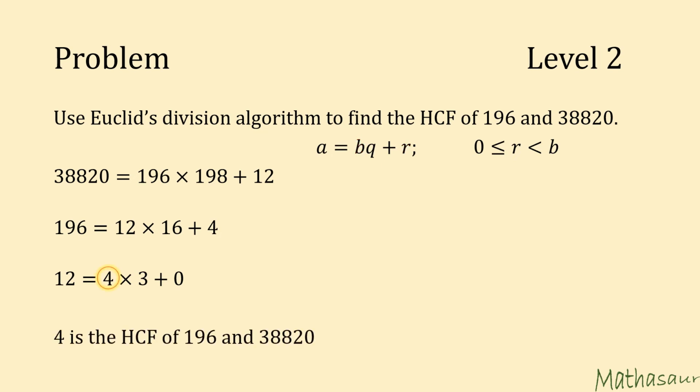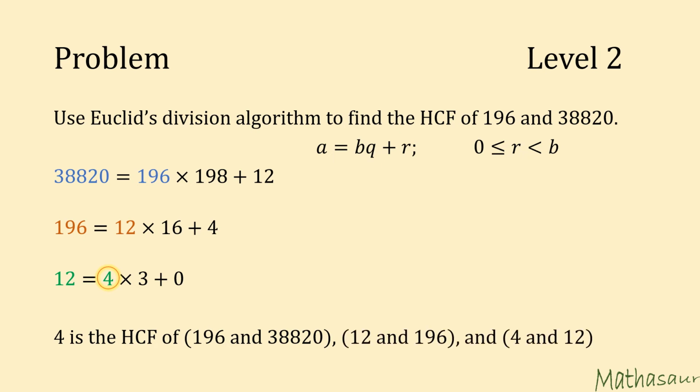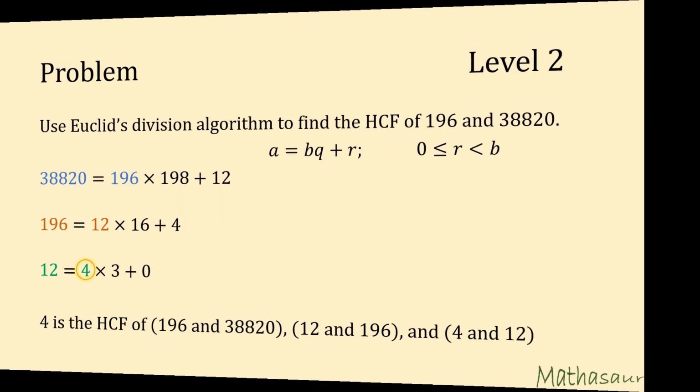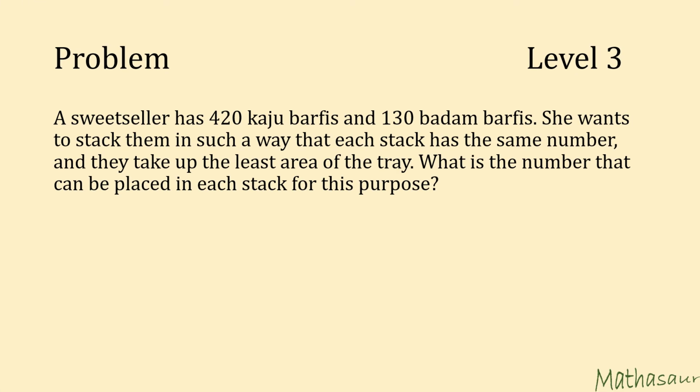Now 4 here is the HCF of 196 and 38,820. Now it is interesting to note that 4 is the HCF of 196 and 38,820. It is also the HCF of 12 and 196. And 4 is also the HCF of 4 and 12. Let us look at another problem.